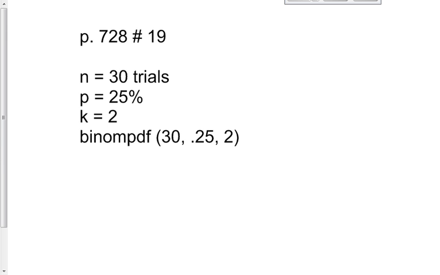All right, first example we're going to do together is on page 78. This is question number 19. This particular question says, calculate the probability of randomly guessing the given number of correct answers on a 30-question multiple choice exam that has choices A, B, C, and D for each question.